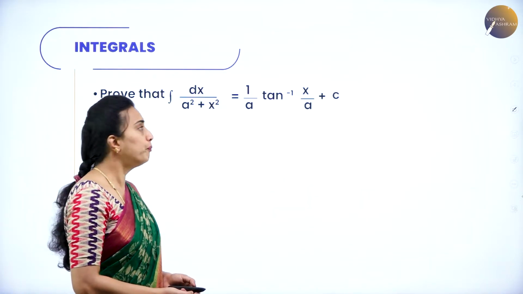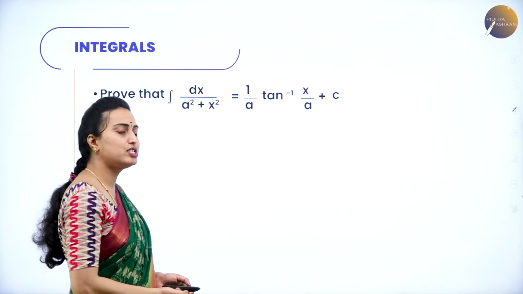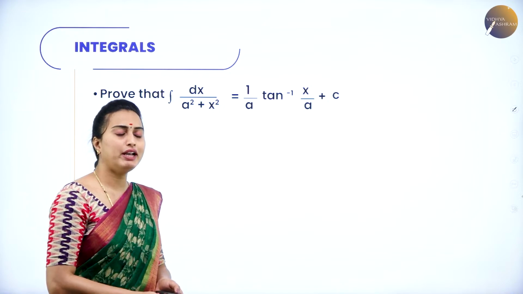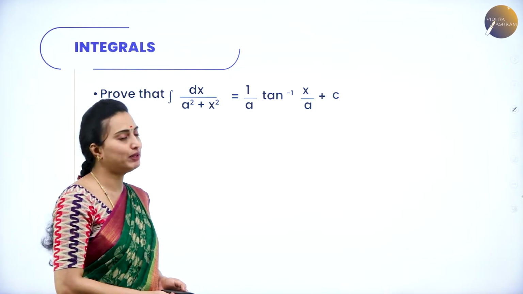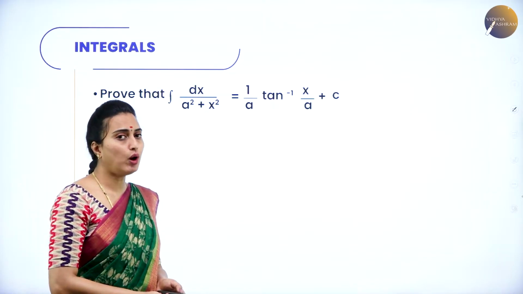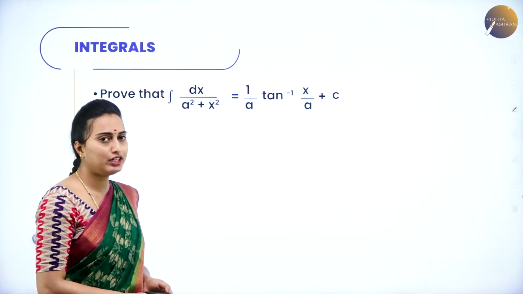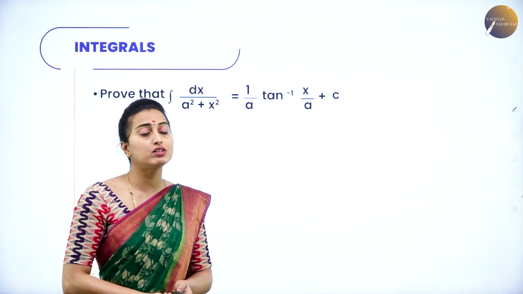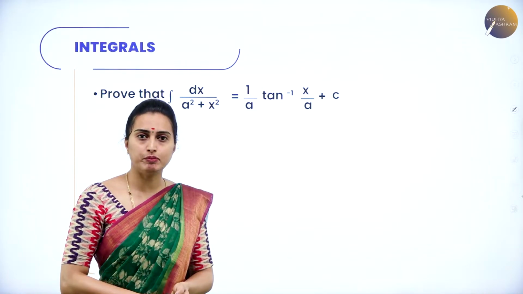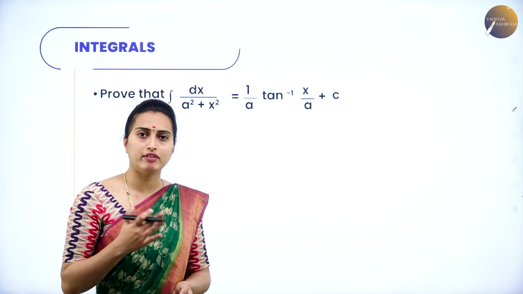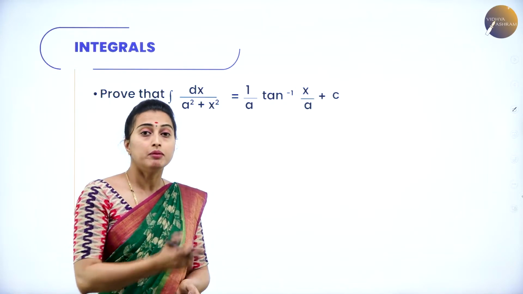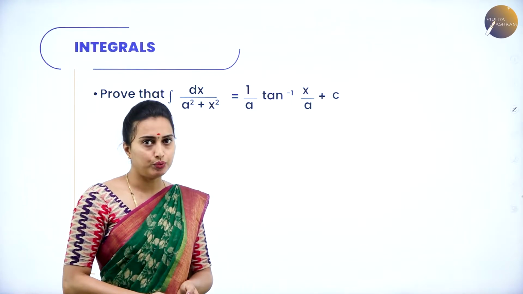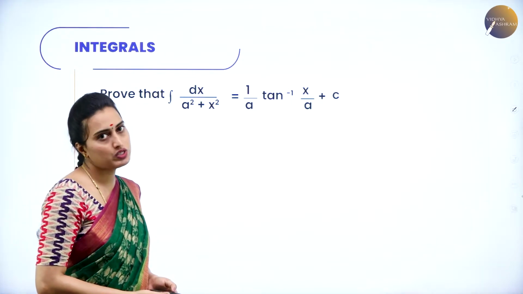What they've asked: prove that integral of dx divided by a squared plus x squared is equal to 1 by a into tan inverse of x by a plus c. Dear students, if you observe here, you are having in the denominator a squared plus x squared. Since the last case was in the form of a squared minus b squared, we wrote that one in the form of a plus b into a minus b. But in this case we cannot write like that. So what we are going to do? We are going to do the substitution method.